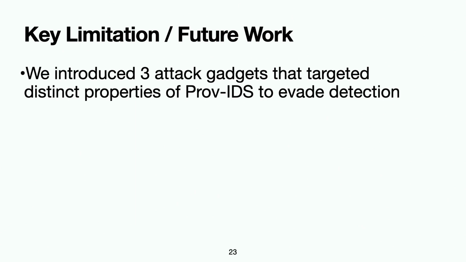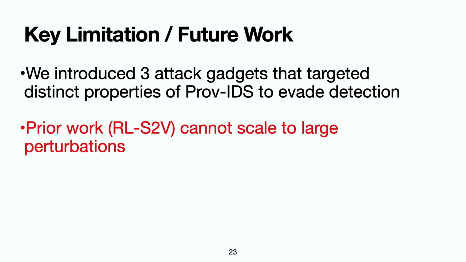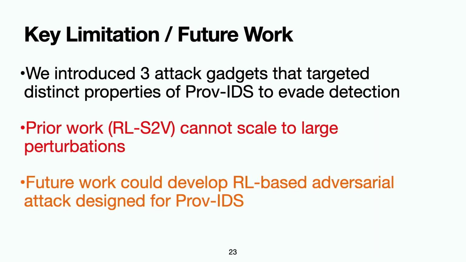So in this work so far, we have introduced 3 attack gadgets that target distinct properties of provenance intrusion detection systems. We did not utilize adversarial machine learning in part to gain insights as to why current provenance intrusion detection systems fail. However, if we had tried to, we would have seen that current systems are not able to scale to the number of perturbations needed to evade detection. So future work can look into developing an adversarial machine learning algorithm that utilizes some of the insights in this paper and correctly evades any kind of provenance intrusion detection system.